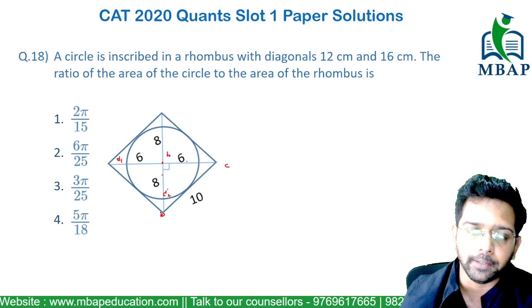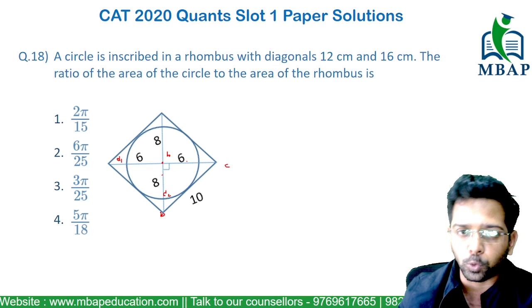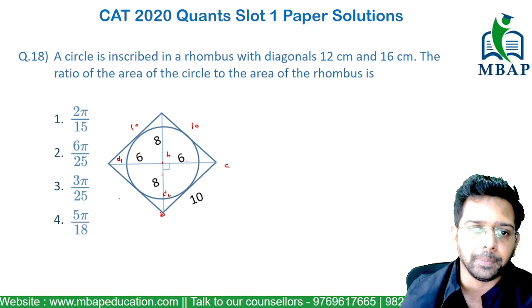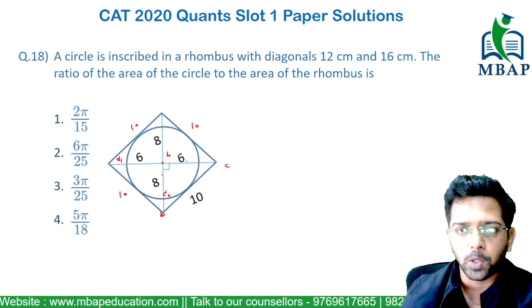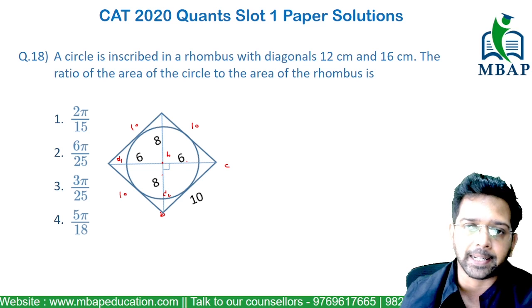The sides 8, 6 and 10 correspond to 3x, 4x and 5x. So the length BC comes out to be 10. All the sides of the rhombus will basically be 10, 10, 10, 10.